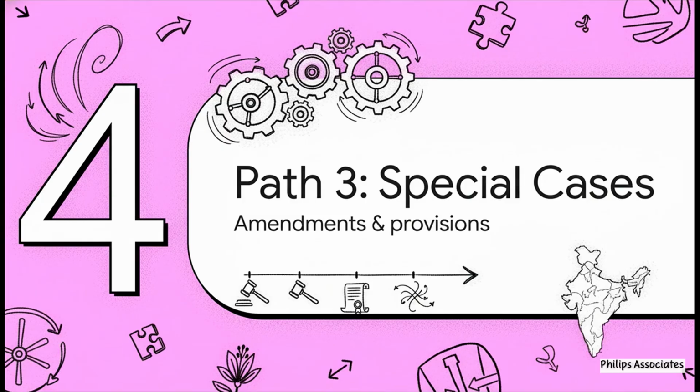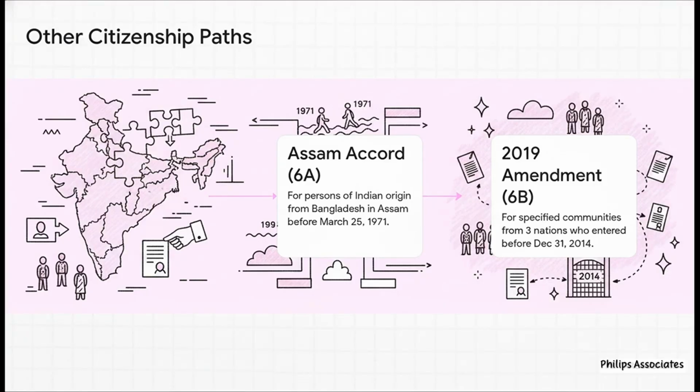So, beyond these normal routes, the Act has been tweaked over the years to handle some very specific, unique situations. These changes really reflect some major historical and political moments. These special cases show how the law can adapt. Take Section 7, for example. It covers what happens if a new piece of land becomes part of India.